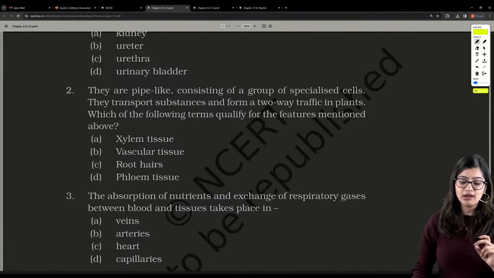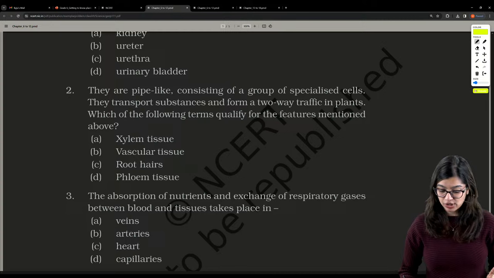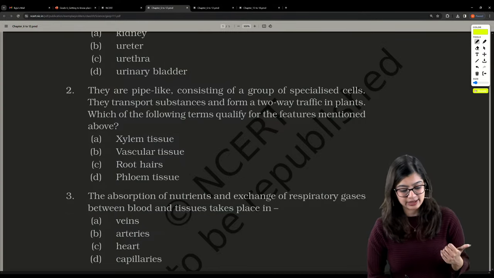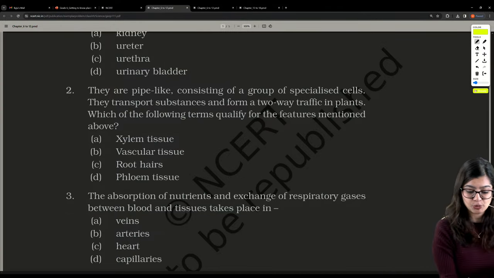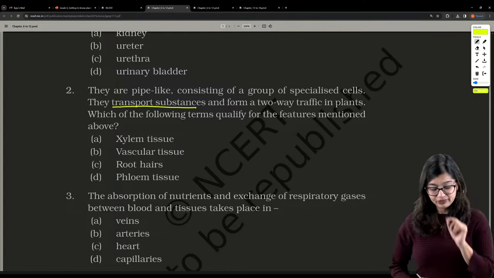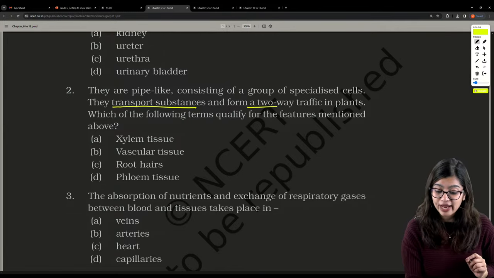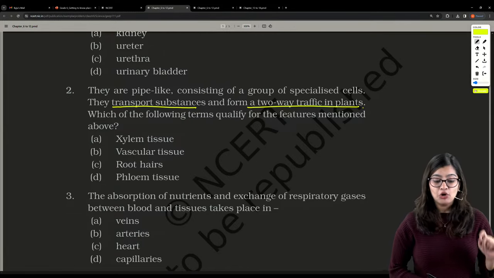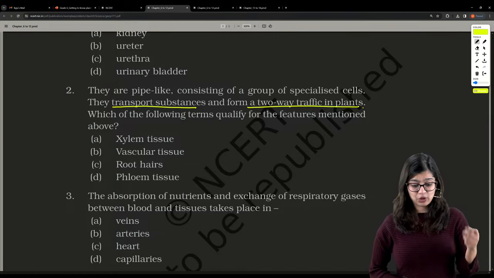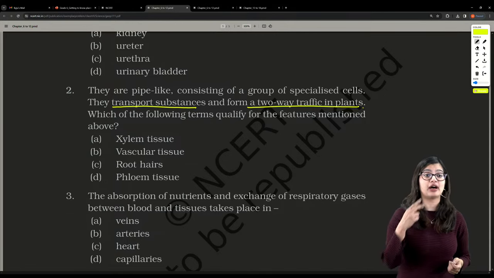So question number two here is, they are pipe-like structures made of specialized cells. They help in transporting substances and form a two-way traffic in plants. Which of the following terms qualify for the features mentioned above?